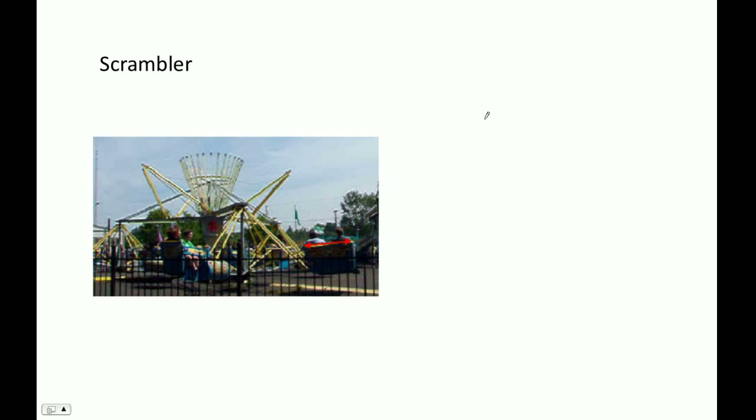Okay, so the Scrambler's got these arms that go out like this, right? And if this thing is rotating this way, these things on the end here are going quite the other way. They're spinning this way, which is why it's so scrambly like that. Basically, there's not much you can do.